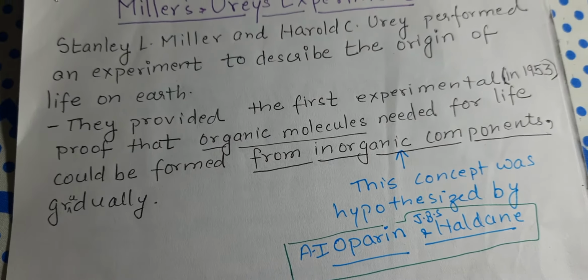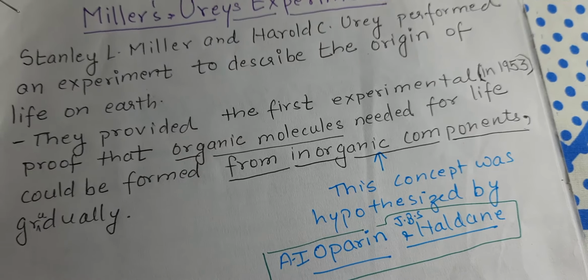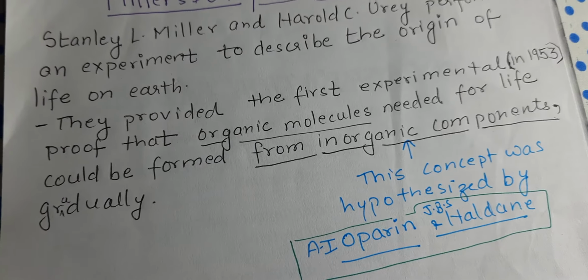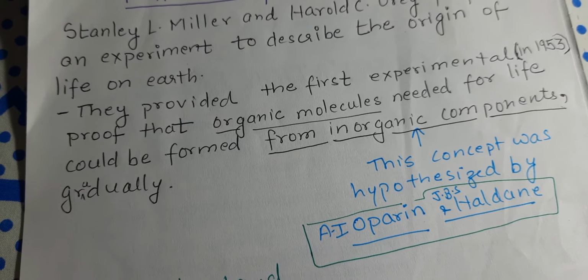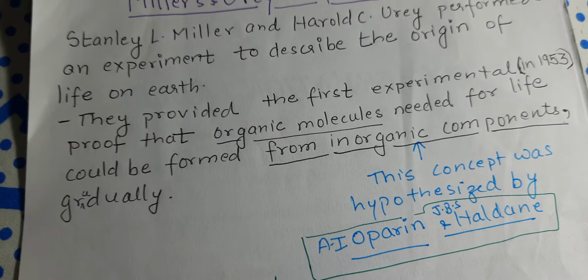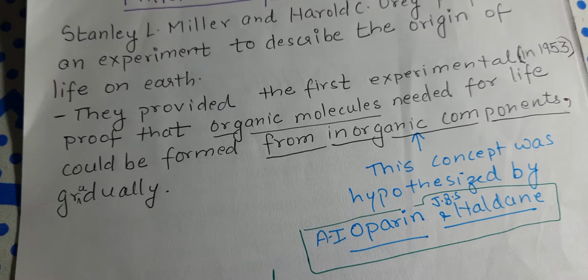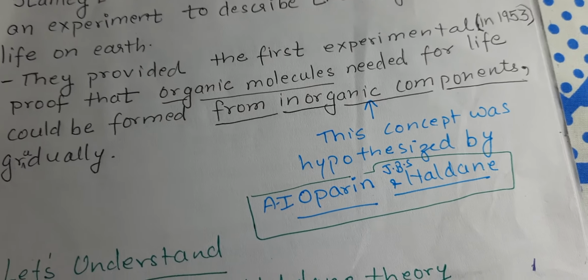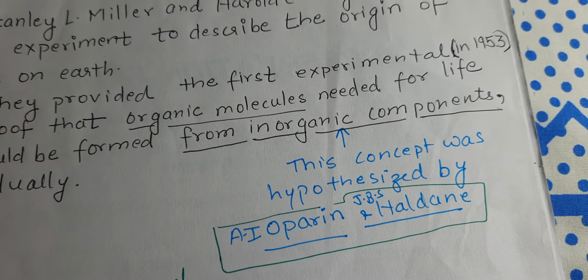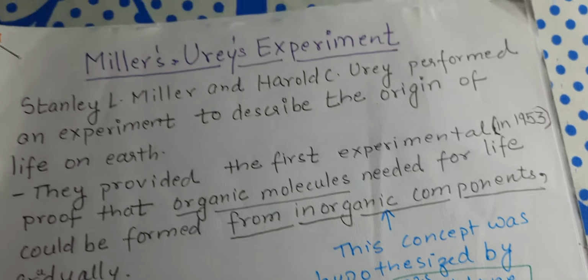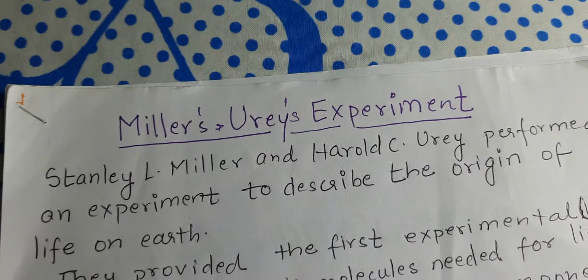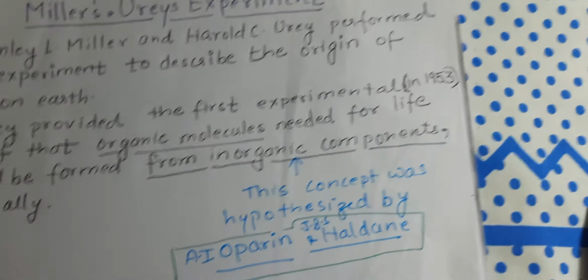They provided the first experimental proof in 1953 that the organic molecules needed for life could be formed from the inorganic components gradually. But this concept was given by A.I. Oparin and J.B.S. Haldane. Okay, and Miller and Urey gave the proof for this concept.